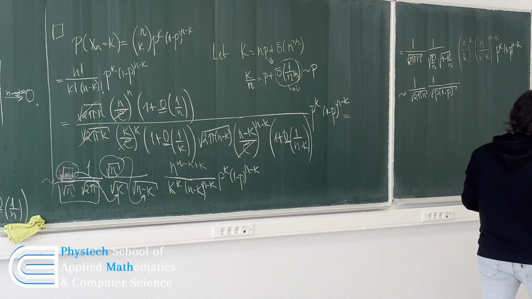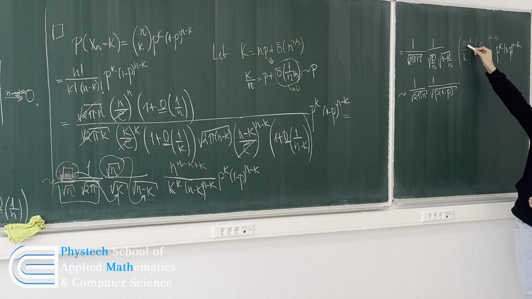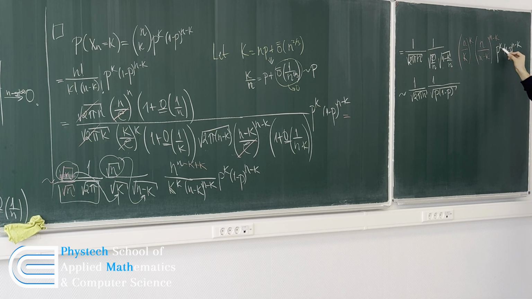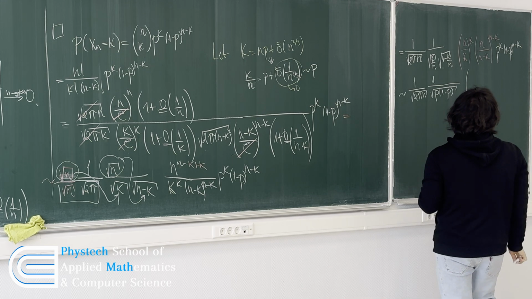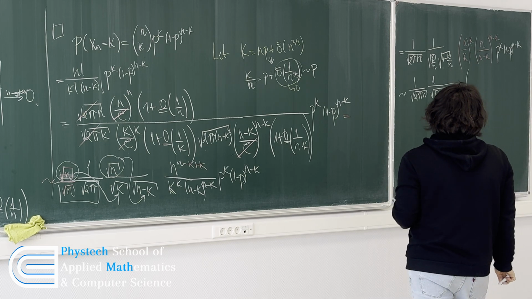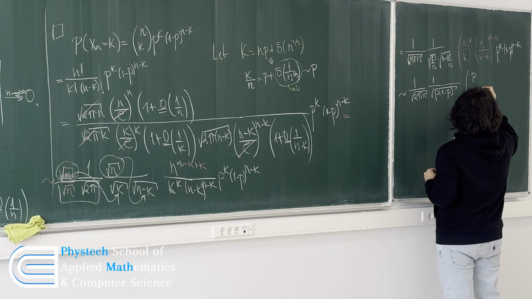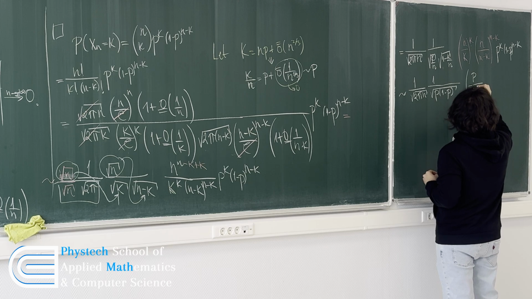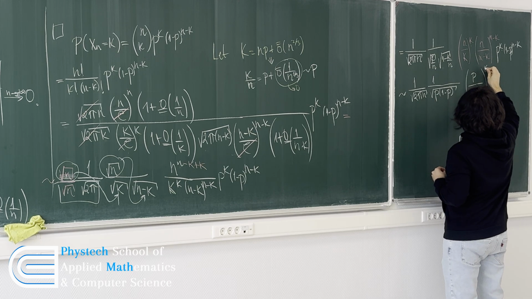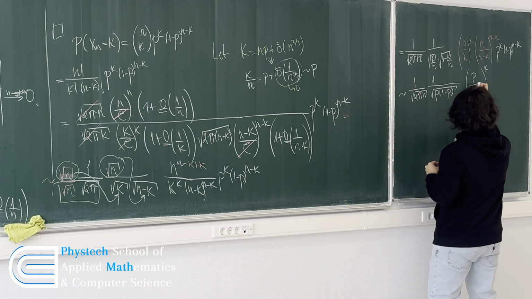So let me write this in the following way. Look, I have n divided by k to the power k and p to the power k. So let me take that together. So let me take that in the following way. p divided by k divided by n, to the power k. k divided by n, sorry, here, k divided by n.